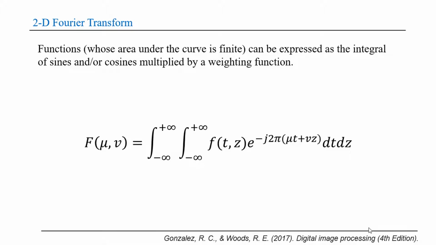By using Fourier Transform, any function whose area under the curve is finite can be expressed as the integral of sines and cosines multiplied by a weighting function. The 2D Fourier transform of a 2D function is defined by this equation.